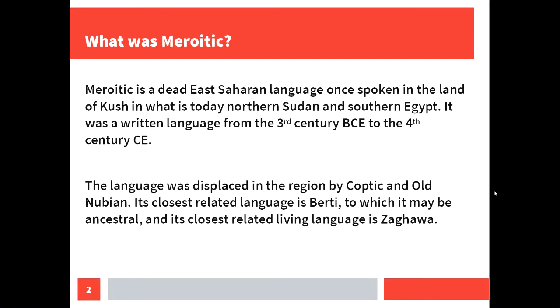So what was Meroitic? Meroitic is a dead East Saharan language spoken in the land of Kush in what is now northern Sudan and southern Egypt. It was used as a written language from the 3rd century BC to the 4th century AD. The language was displaced from that region by Coptic, primarily in Egypt, and Old Nubian in southern Egypt and Sudan along the coast of the Nile. This includes the island of Meroe region, in which the language is best attested.